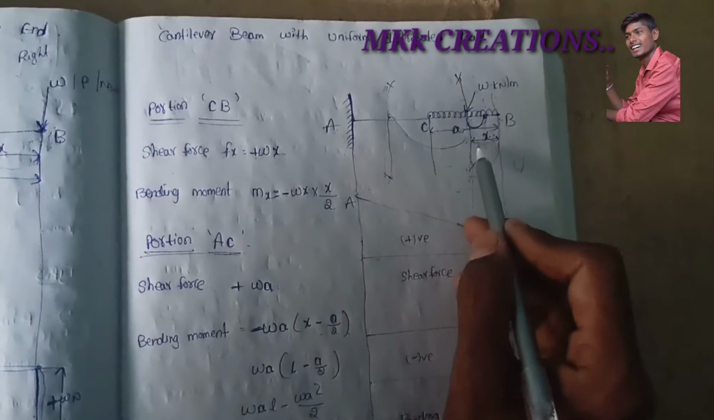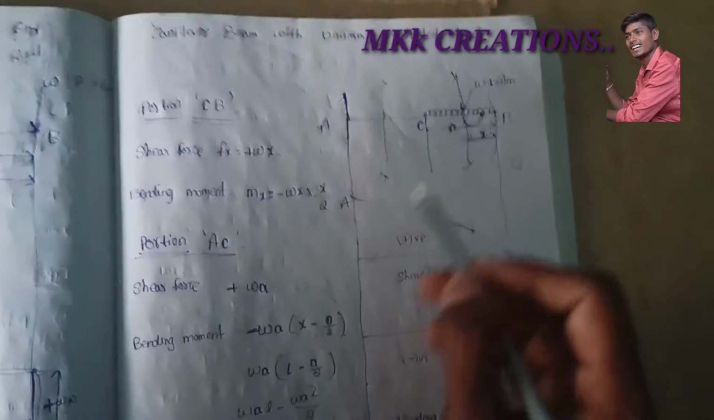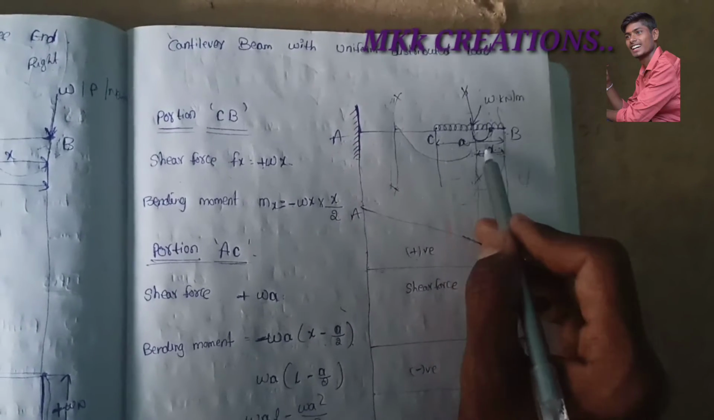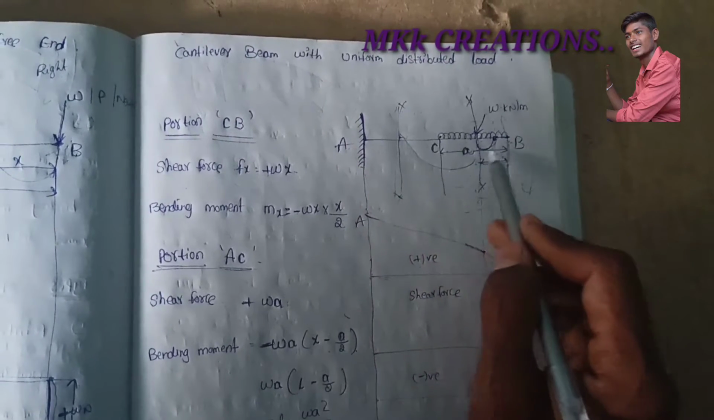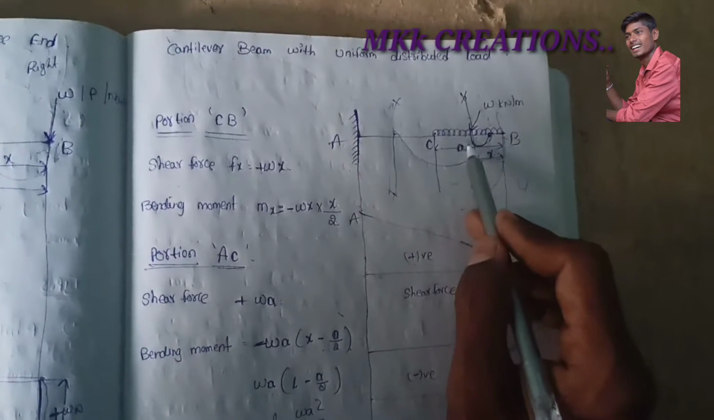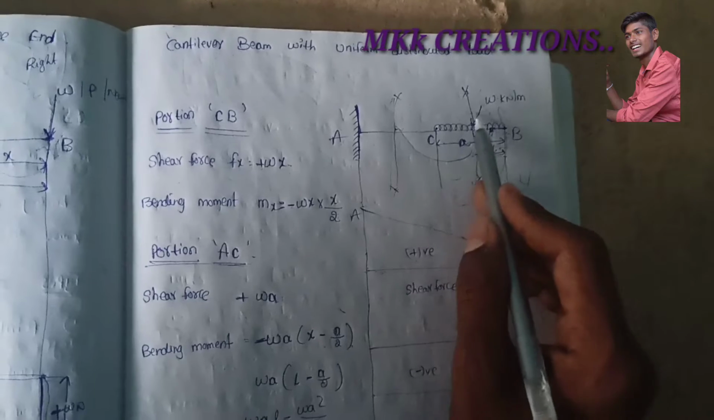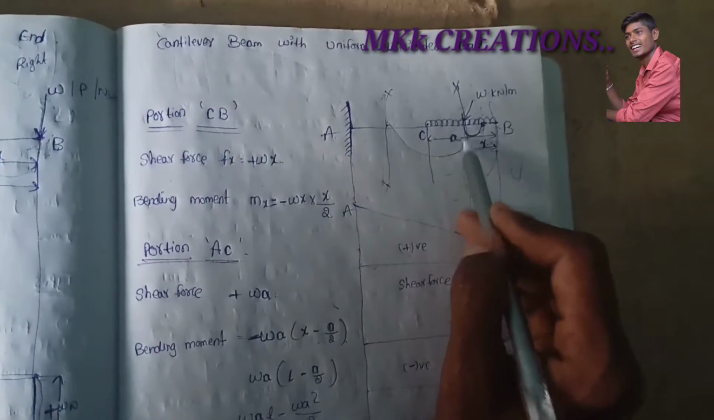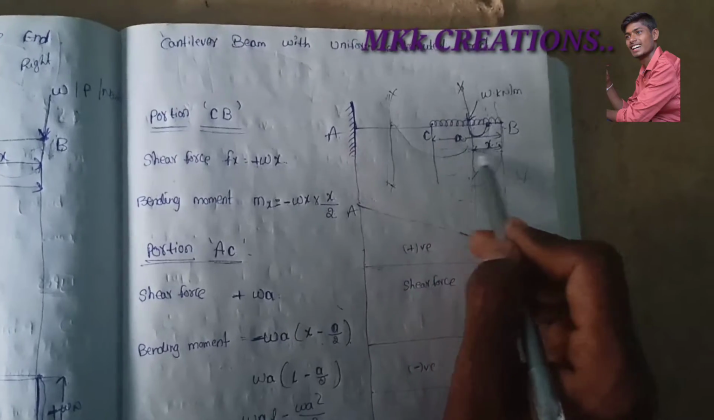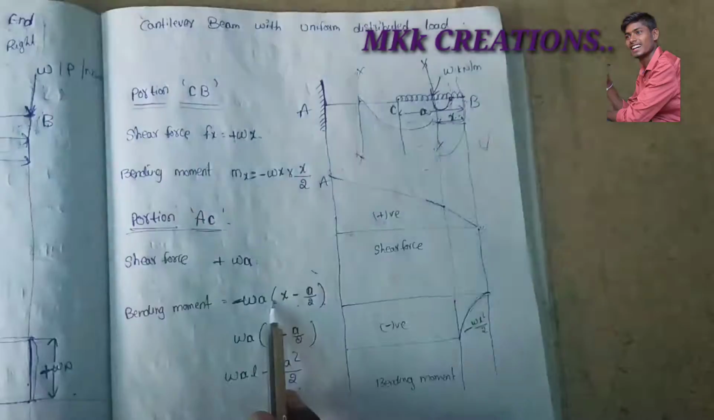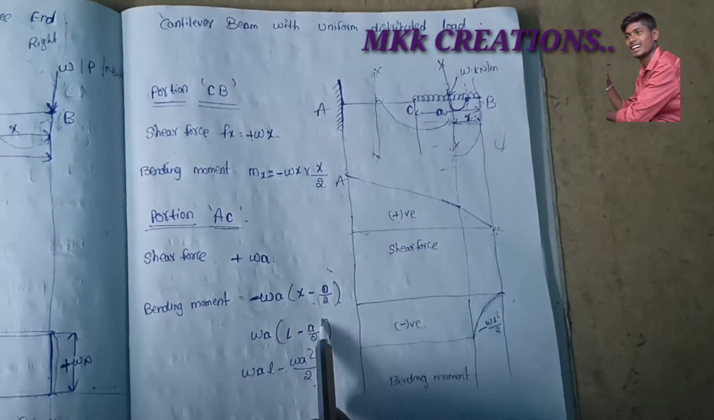X minus, here we want to write X minus. Why? Because this X we already know. X minus A by 2, the portion is divided into A by 2, because the load is acting at the center. So the total is A, and since the load acts centrally, it is A by 2. Section X is here, this is A by 2, this is A by 2, and it becomes A. So see here, minus WA, X minus A by 2.